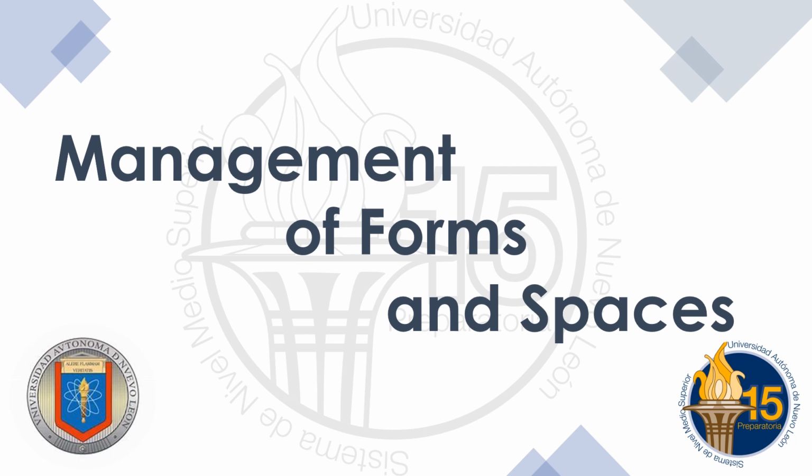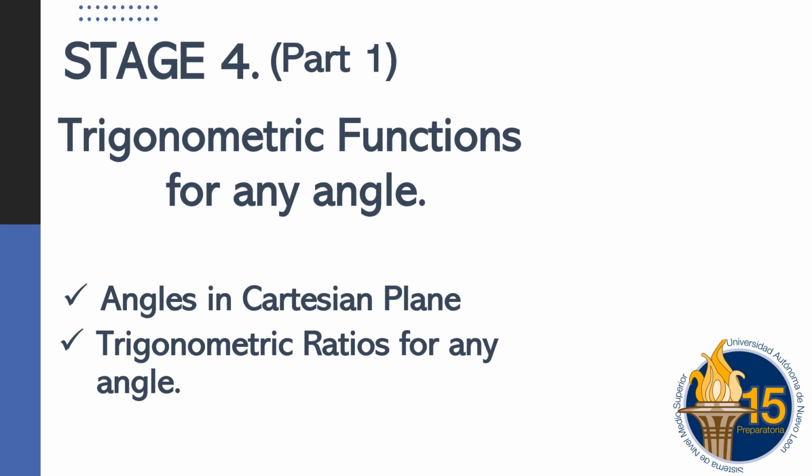Welcome to the video of the first part of Stage 4 of your learning unit Management of Forms and Spaces. In Stage 3, we studied the right triangle and trigonometric ratios for acute angles. In this stage, we will see angles in the Cartesian plane and trigonometric ratios for any angle.